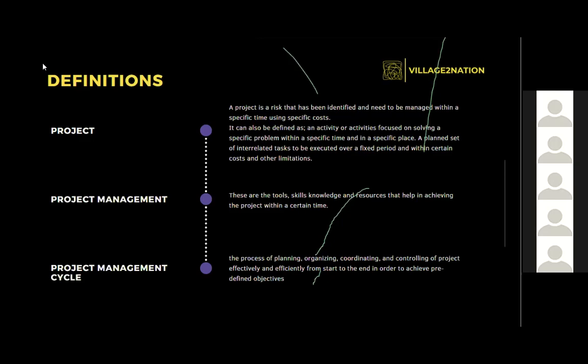I like the first one because when I know it's a risk, then I know that my responsibility is beyond running the project, it's also mitigating the risk. There are definitely tools and skill sets and knowledge and resources that can help us achieve the project within a specific time. And then what are the processes? How do you plan? How do you organize? How do you coordinate and control the project effectively and efficiently from the start to the end so that you can achieve your pre-designed objectives?